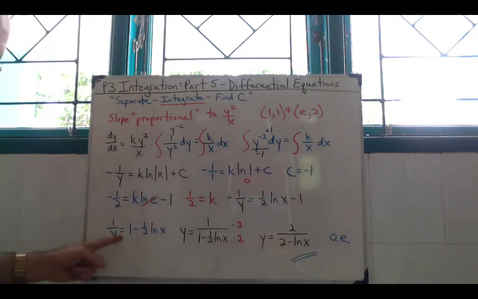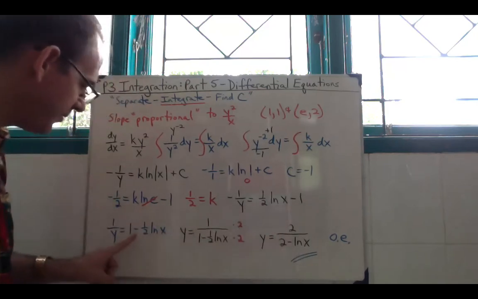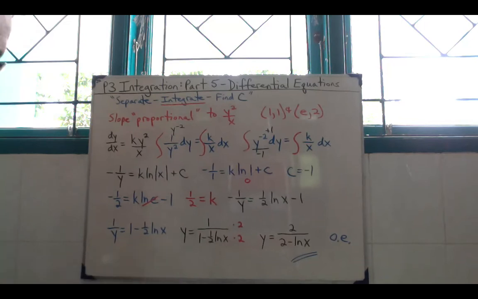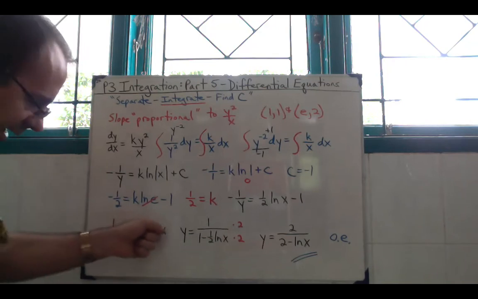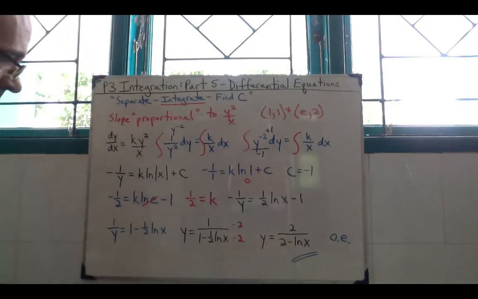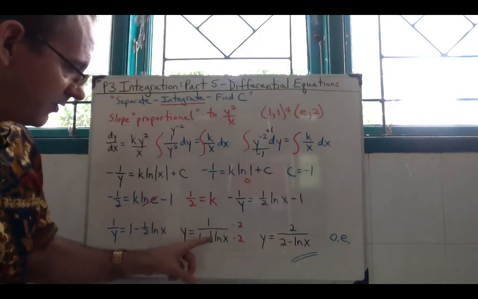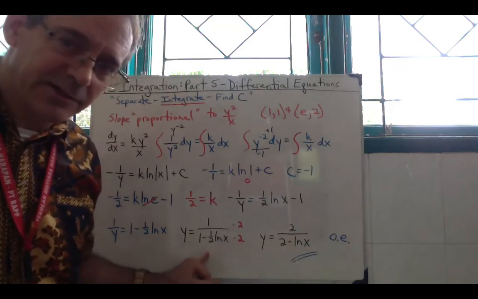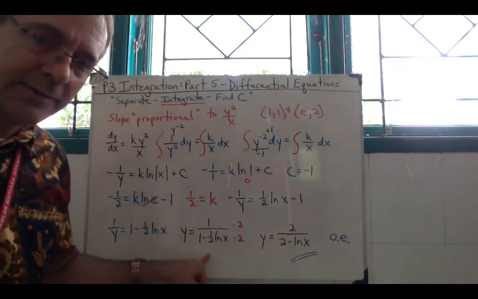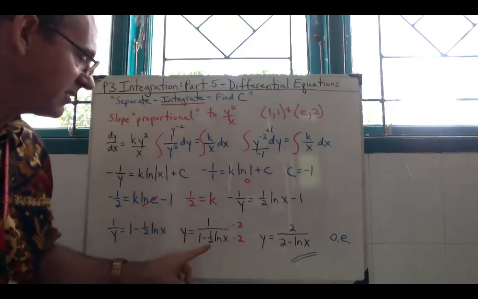So we have 1 over y equals 1 minus, changes the -1 to positive and our logarithm to negative, -1/2 ln x. Then you just flip both sides over, or if you want to multiply y over here and divide all that over there, and you get y equals 1 over 1 minus 1/2 ln x. There's not really anything particular wrong with this, except generally we don't like complex fractions. That is a fraction within a fraction.